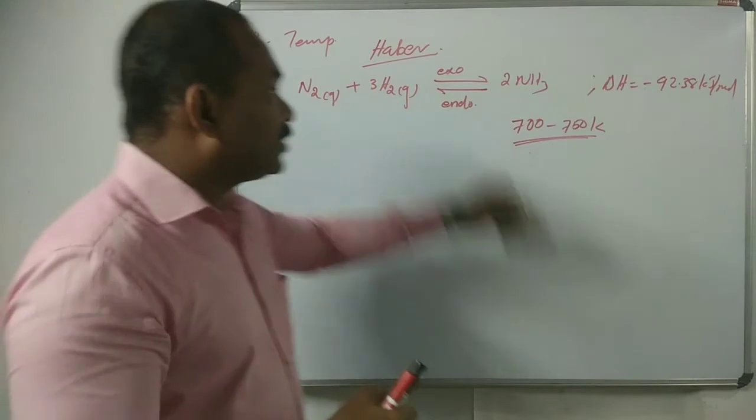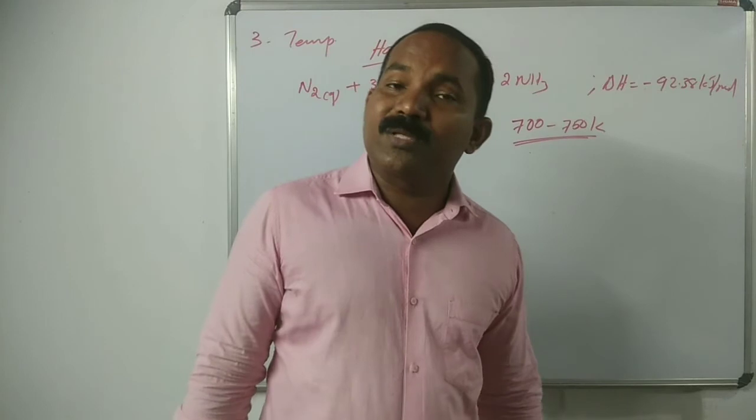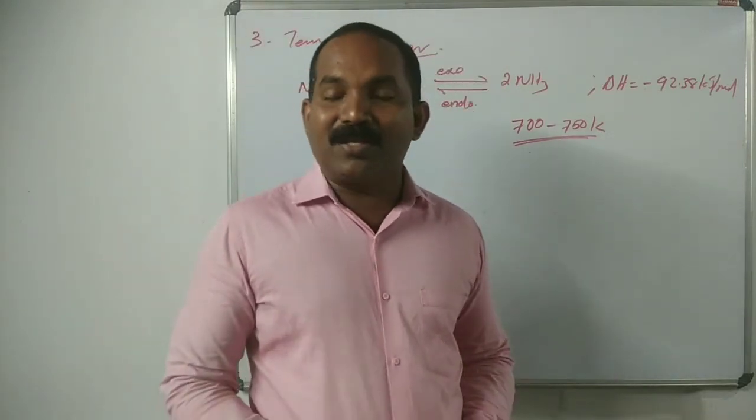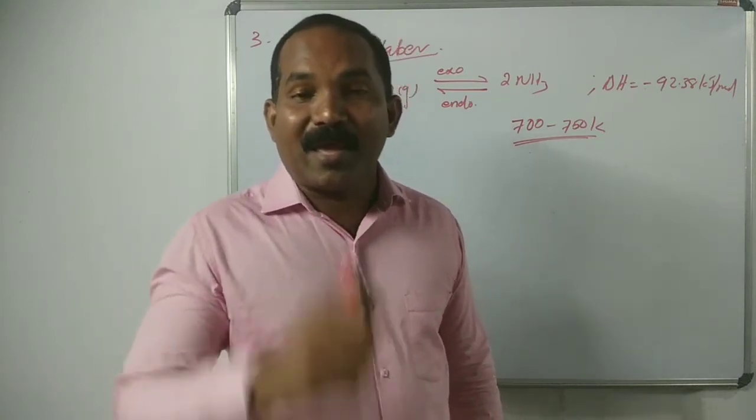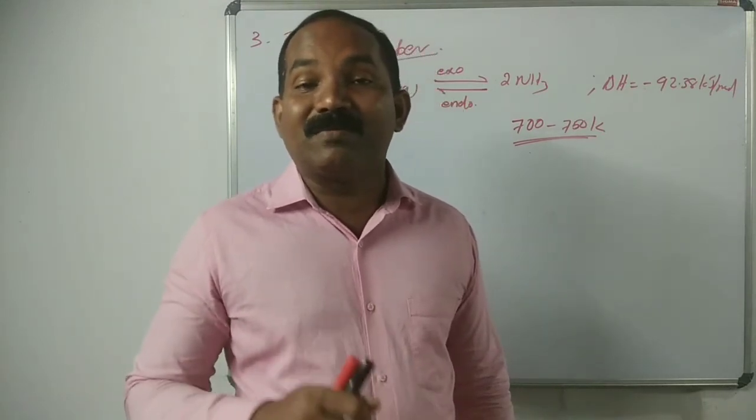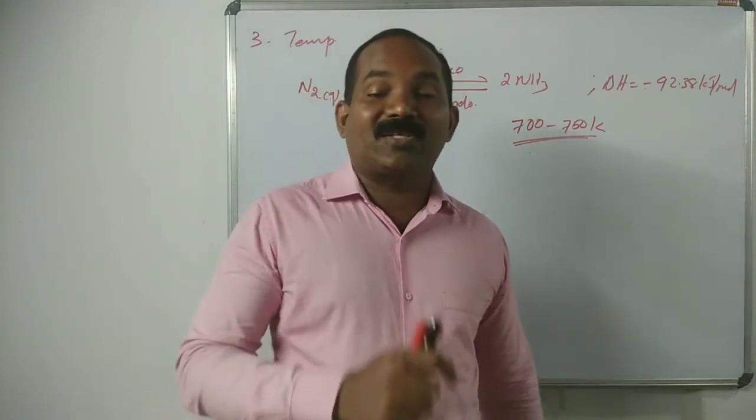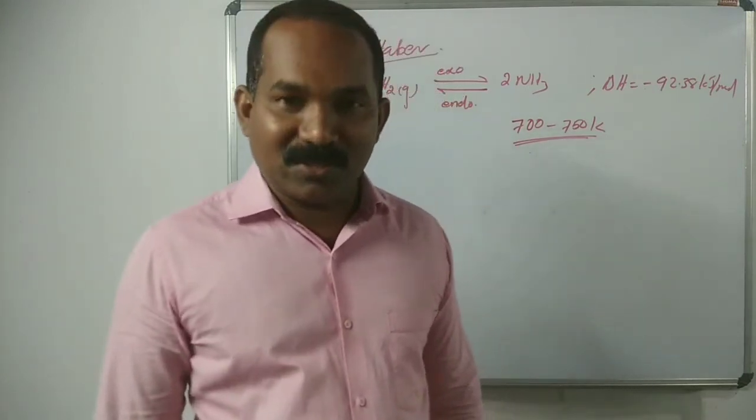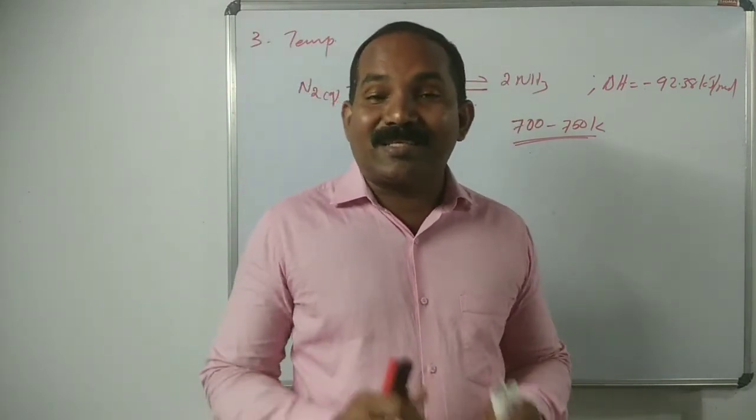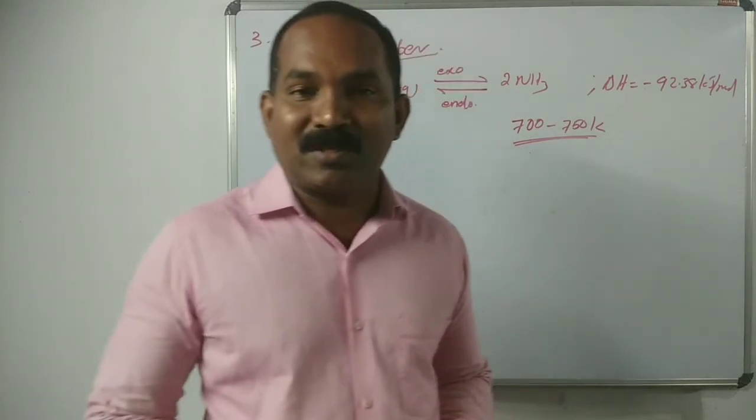Actually, according to the equation, the temperature should decrease because it is an exothermic reaction. But in practice, in industry, it is not like that. In Haber process, the temperature is 700 to 750 Kelvin because to make the reaction possible, threshold energy is required. For every reaction, there must be a minimum energy. To attain this minimum energy, we supply heat. That's why in Haber process, the temperature is high.